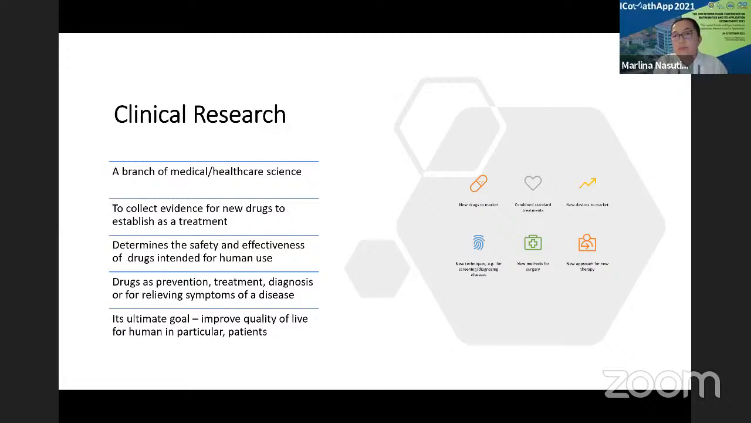Having said that, for this presentation, I'm going to use these terms interchangeably. I'm going to stick with new drugs to simplify. So basically, this research is to determine the safety and effectiveness of drugs intended for human use. And the ultimate goal for all of this, of course, is to improve quality of life for humans, in particular patients here. Again, patients first, patients first, patients first has been the emphasis of clinical research.